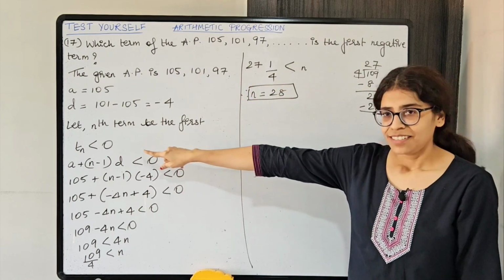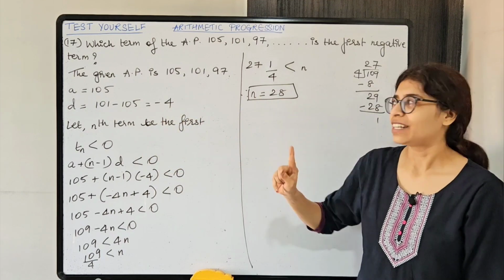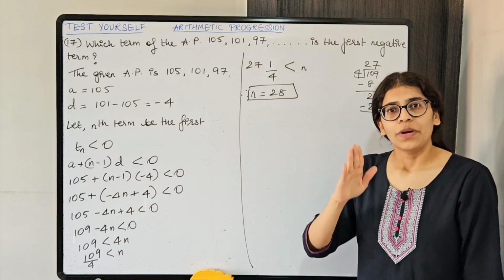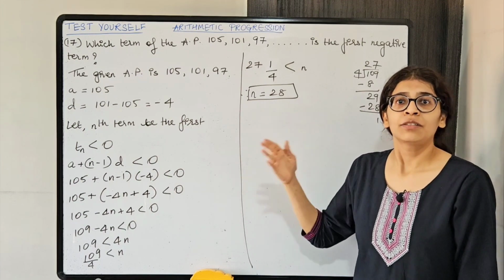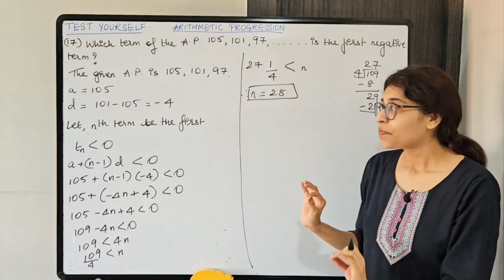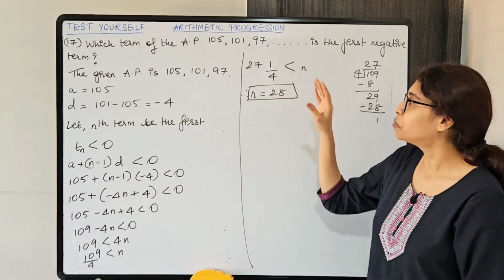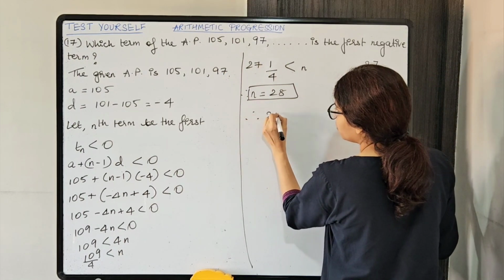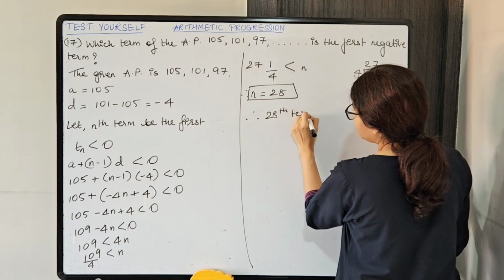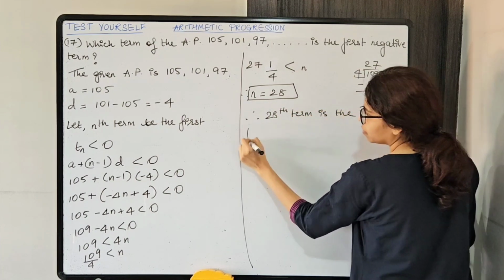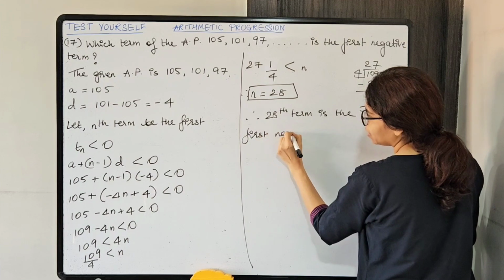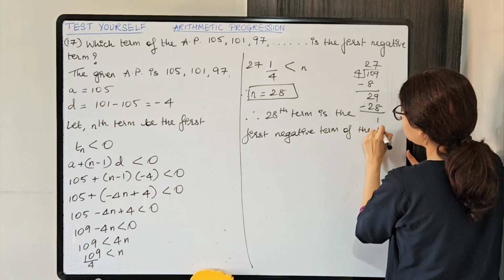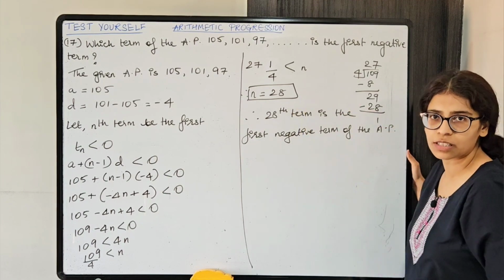So Tn is the first negative term, that is T28 is the first negative term. Okay. 29th term will also be negative, 30th term will also be negative, and so on. But 28th term will be the first negative term of this AP. Okay. So therefore 28th term is the first negative term of the AP. You will write down the final statement and don't forget to box the answer.